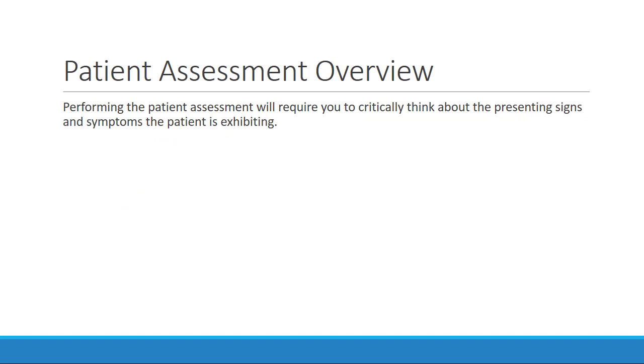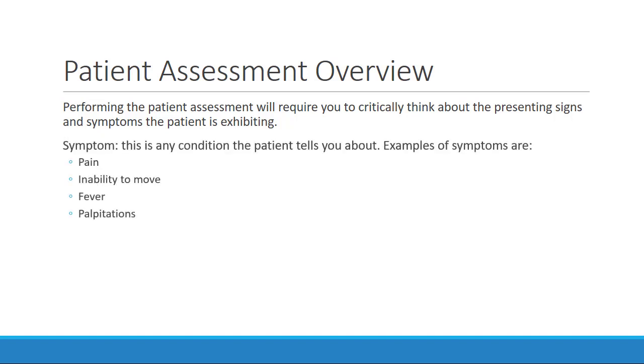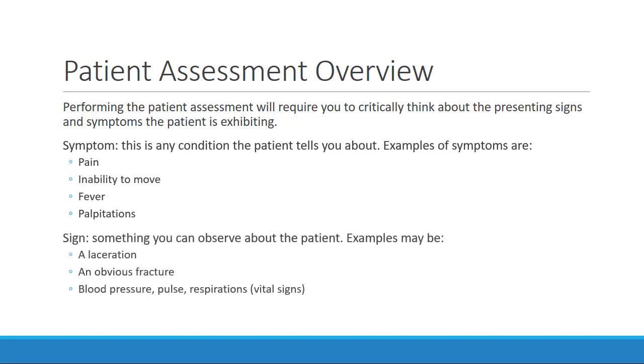Performing the patient assessment will require you to critically think about the presenting signs and symptoms that the patient is exhibiting. So let's talk about what the difference is between a sign and a symptom. A symptom is any condition that the patient tells you about. You may not necessarily be able to see this. For example, pain is a symptom. You can't necessarily see their pain, but the patient can tell you about it. Their inability to move, a fever, or palpitations. A sign is something that you can observe about the patient. Some examples include a laceration, an obvious fracture, or blood pressure, pulse, respirations, and the vital signs.